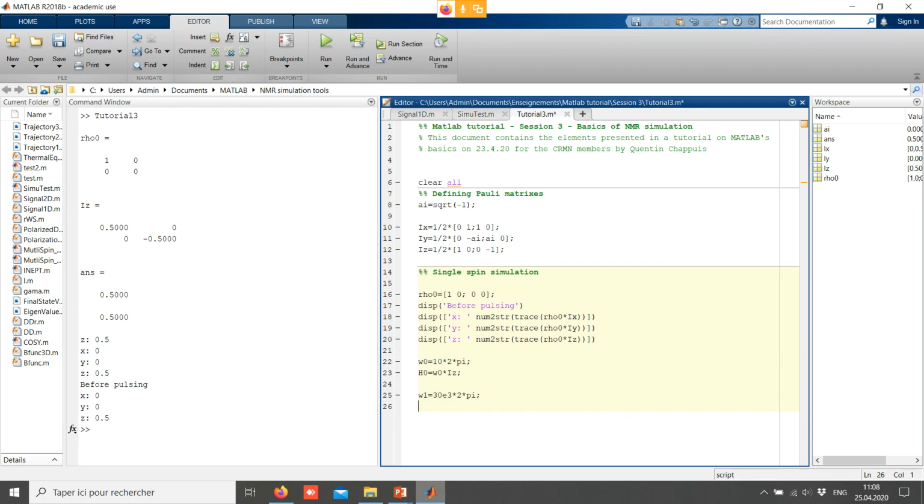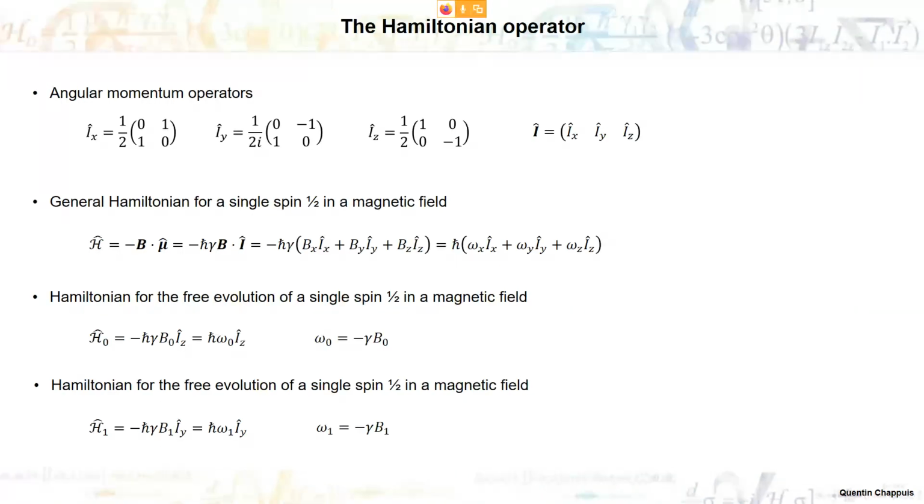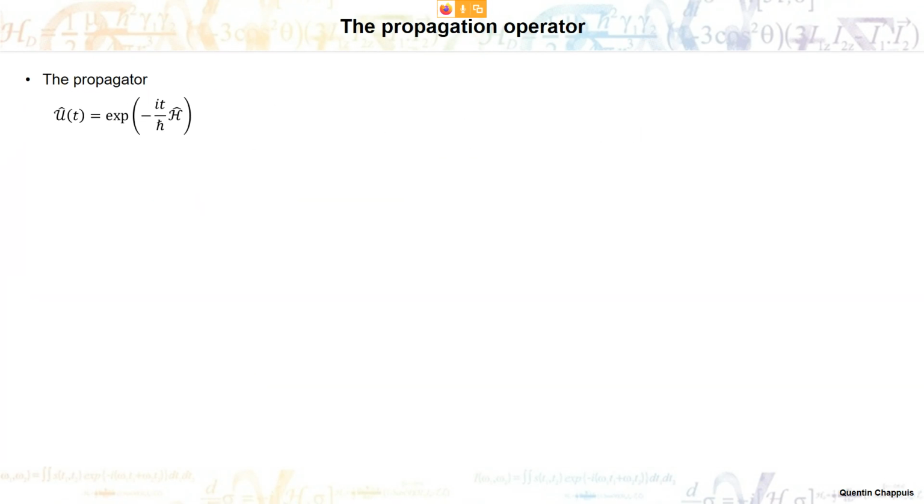So H1 is then given by Iy, so I assume that I pulse along Y. Here I have defined my two Hamiltonians for the simulation. But to know how the Hamiltonian affects the density matrix, I will need the propagator. So let's see how we define it.